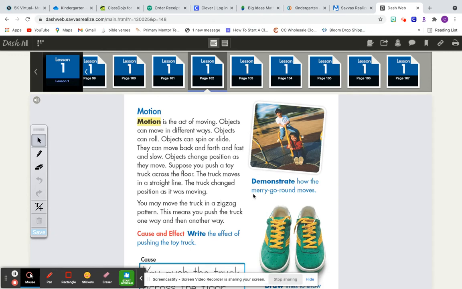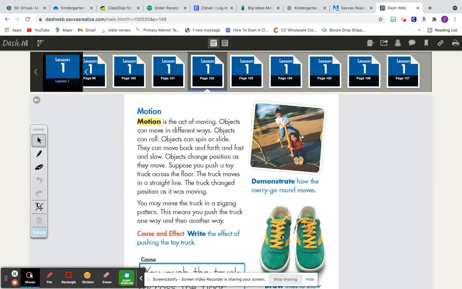So if you are moving, your position is not going to stay the same. Suppose you push a toy truck across the floor. The truck moves in a straight line. The truck changes positions as it was moving. So if you're moving a toy truck, it is not going to be in the same position when it starts moving. You may move the truck in a zigzag pattern. So this means you push the truck one way and then another.